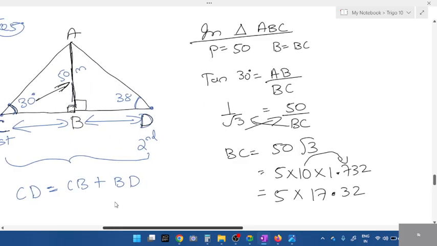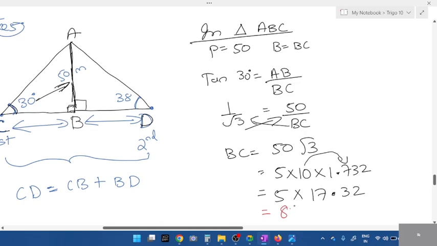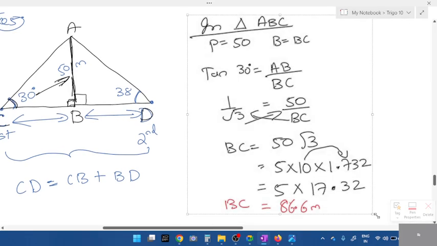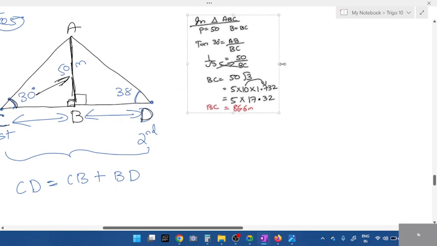Next. 5.7. 5 into 17.32. What's the answer, students? Okay, let me check. 5 into 17.32 is 86.6 meters. This is for BC. All of you got 86.6? Okay. Try the next one, students.